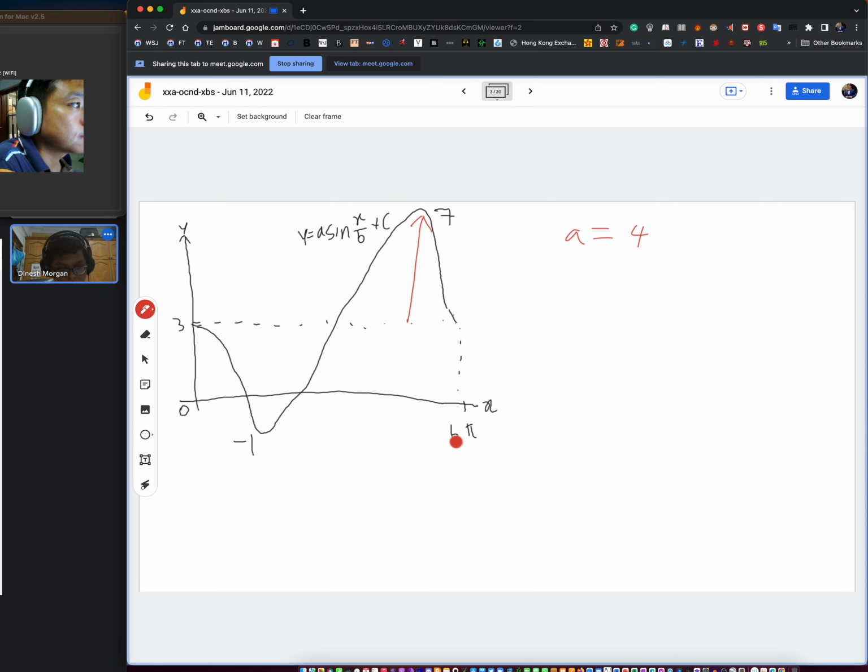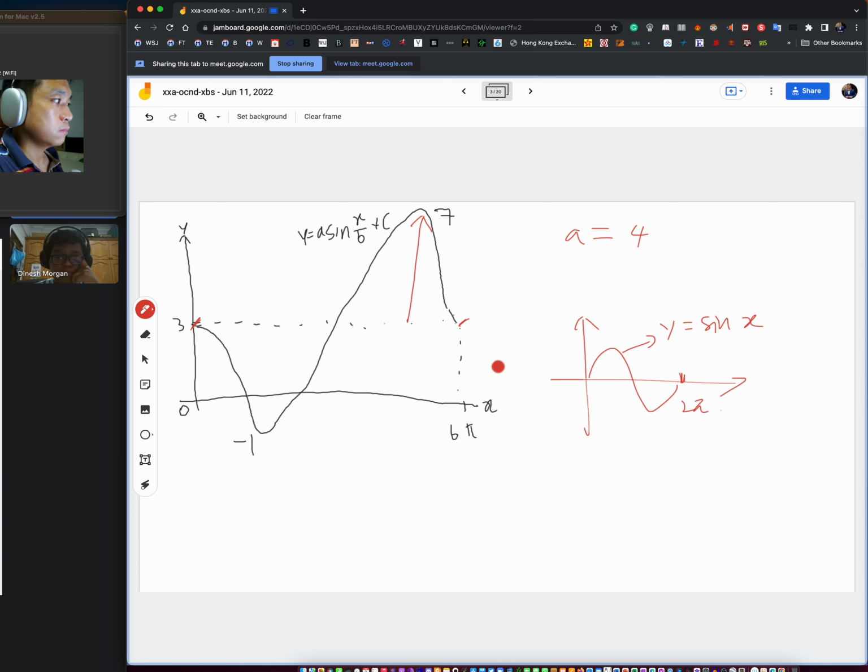And if you start from the basic curve, this is y equals sine x, where this is 2 pi. So if I'm not wrong, from here to here is 1 period. Wait, I think your drawing is not good. It should not be like this. It should be this.